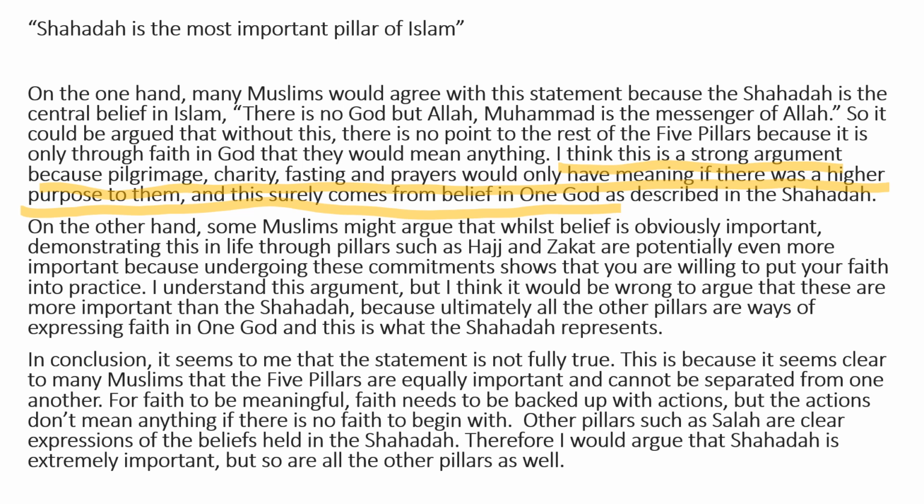And again, I've done it here on the other side. So I'm not agreeing so strongly here. I understand this argument, but I think it would be wrong to argue that these are more important than the Shahada because, and then I say why. And then in conclusion, it seems to me that the statement is not fully true. And then you can see my conclusion is about a third of my writing. So I say why I think that, and at the end, therefore I would argue that Shahada is extremely important, but so are the other pillars as well. So you can see I'm not just saying a bunch of stuff about the 5 pillars. I'm building an argument.